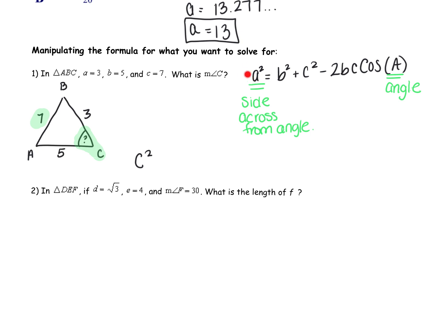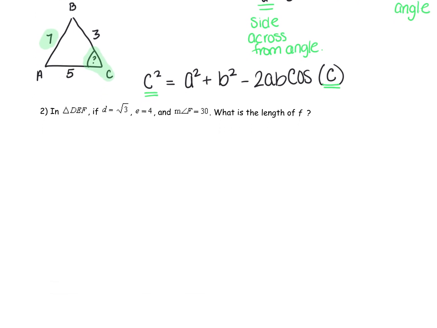So now I have C instead of A. So it's C squared equals, and now the other sides are just interchangeable. So A squared plus B squared minus 2AB cosine of C, right? The angle that's given and the side across from it. So the formula will always be different depending on what they're asking you to solve for. All right, let's do one more.